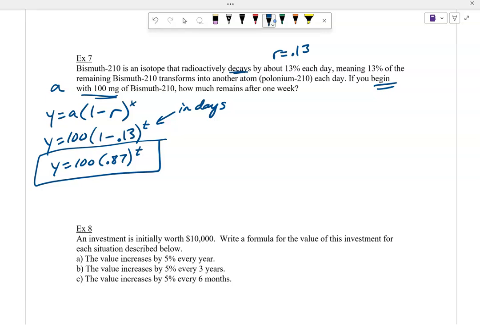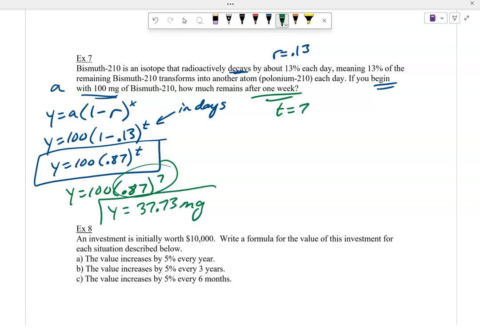So we're going to do it after 1 week. So that would be 7 days, right? You punch that in. Of course, if you're doing them separately, make sure you always do the exponential first. If you're not going to use the parentheses, you do 0.87 to the 7th, and then you multiply by the 100 in front. But you'll end up with 37.73 milligrams after. So that thing exponentially decays. That's how much of that isotope you have left after a week.